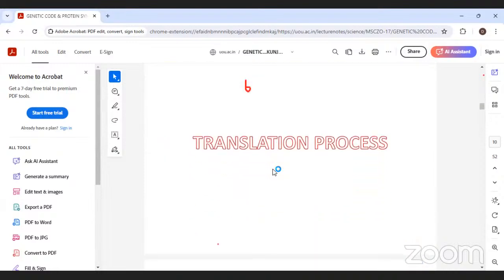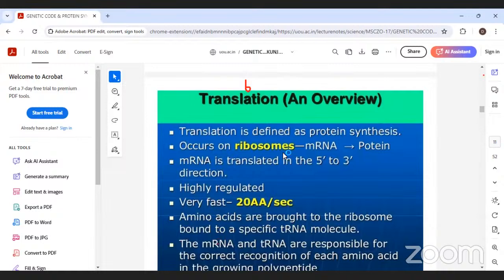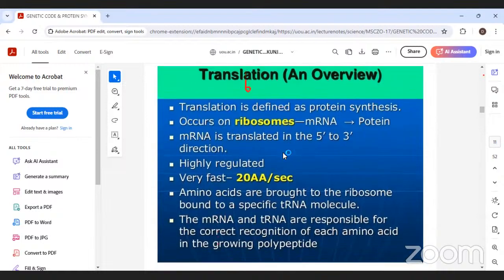Now I will start protein synthesis. What is protein synthesis? What is the importance of protein synthesis? Protein biosynthesis involves a number of steps which are outlined. First, before protein synthesis, what is the activation of the amino acid? Activation of the amino acid.